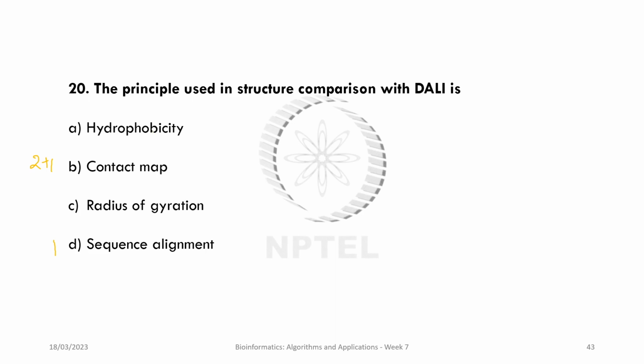The right answer is contact map, right? The DALI server goes with contact map. We had seen a picture of the server in the previous week or a week before, I think. So I didn't put in any justification for this answer because I thought it was a straightforward answer. But I can include something while I post the PPT. Alright, so the answer is B, contact map.